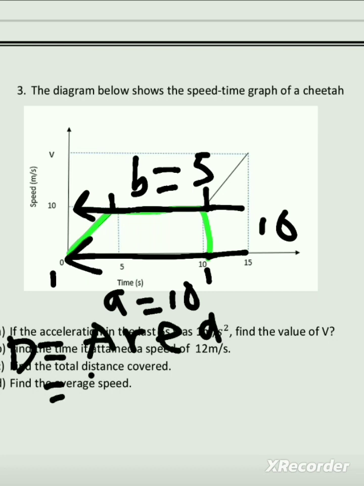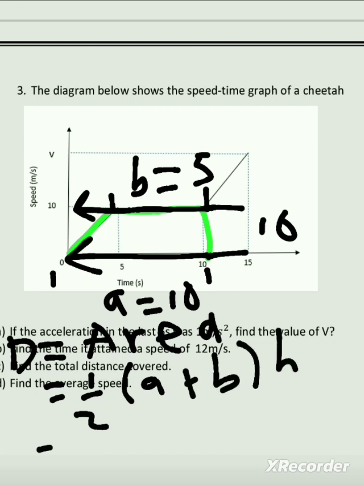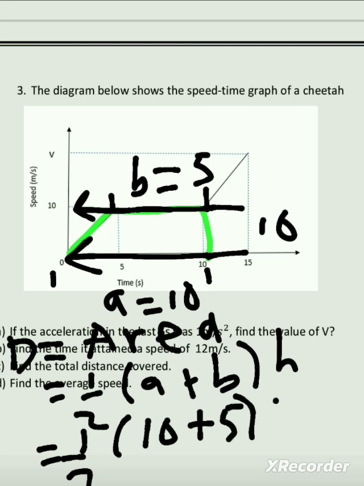Then area is half (A plus B) H, which is going to be half. What is our A? Our A is 10. What's our B? 5. Our height, 10. So this and this can cancel, I mean, 2 here and 2 here is 5. So we're going to have 10 plus 5, 15 times 5. 15 times 5 is 75 meters. So the first shape, the distance is 75 meters.